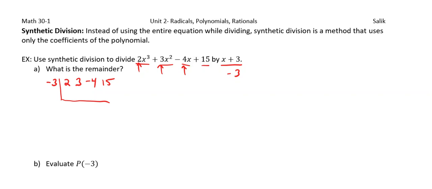Now follow my steps here. This is always the one that people forget. The very first thing we do is take the 2 and bring it down. This will make more sense once I get an answer here. So bring the 2 down, and then we go -3 times 2, which gives you -6. You put it right there. Now we're going to add these. So 3 plus -6, or 3 minus 6, is -3.